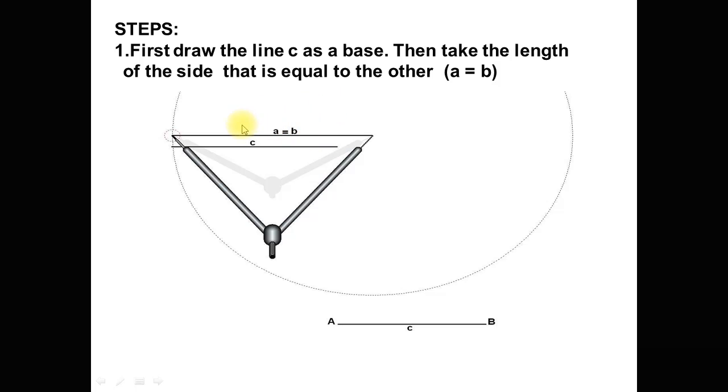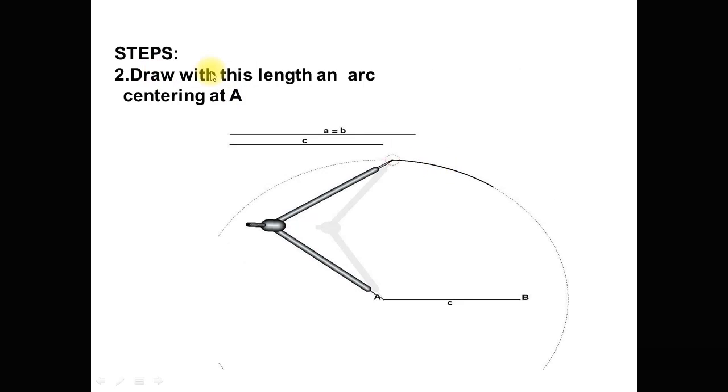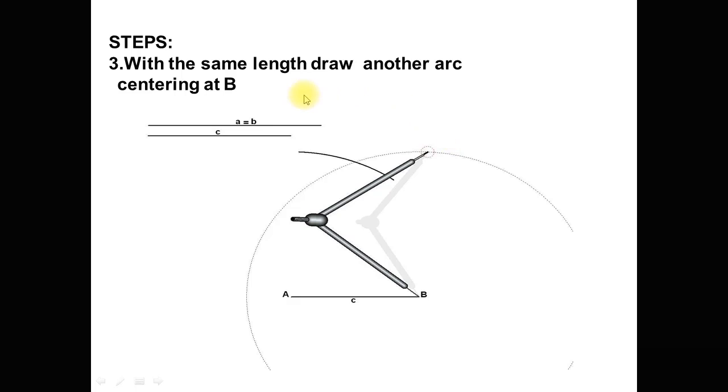So open the compass about the length of side A, and now draw with this length an arc centering at point A. Put the compass at this point A and draw the arc. This length means the arc length will be equal to side A. Now in step number 3, with the same length, draw another arc centering at B.